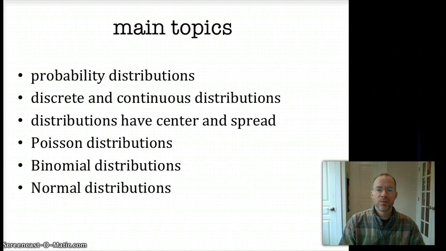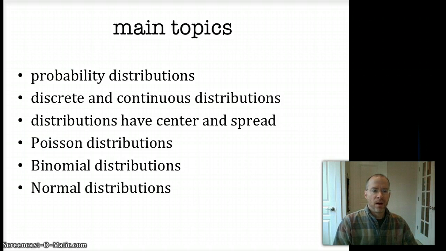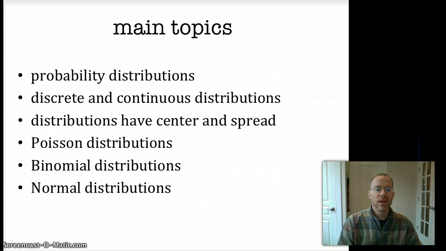Discrete and continuous distributions, distinguishing between the two of them and working with the two of them. The idea that probability distributions have center and spread, much like the distribution of any variable in a data set. The idea of center and spread applies to probability distributions as well. And then some specific types of probability models. The major ones we're going to work with in homework: the Poisson distribution, binomial distributions, and normal distributions.